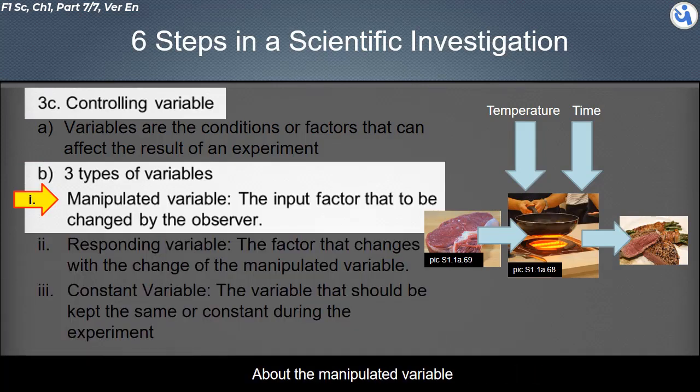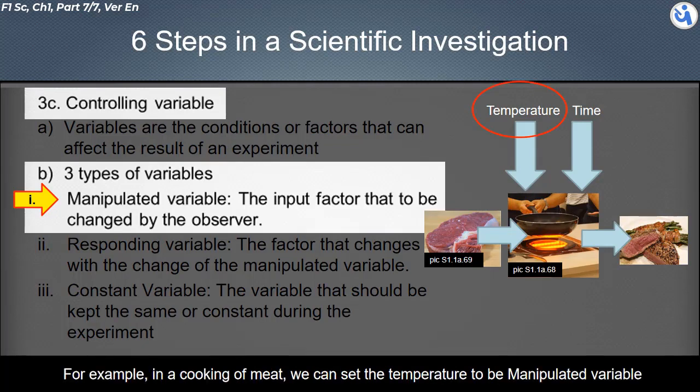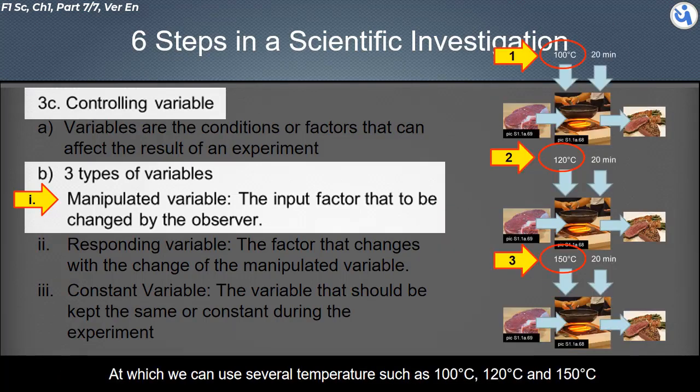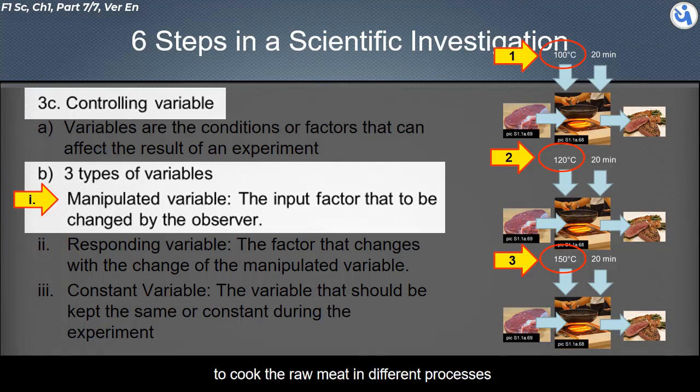About the manipulated variable. This is the input factor that is changed by the observer. For example, in cooking meat, we can set the temperature to be the manipulated variable, at which we can use several temperatures, such as 100 degrees Celsius, 120 degrees Celsius, and 150 degrees Celsius, to cook the raw meat in different processes. The level of doneness of a steak will be different at different temperatures.